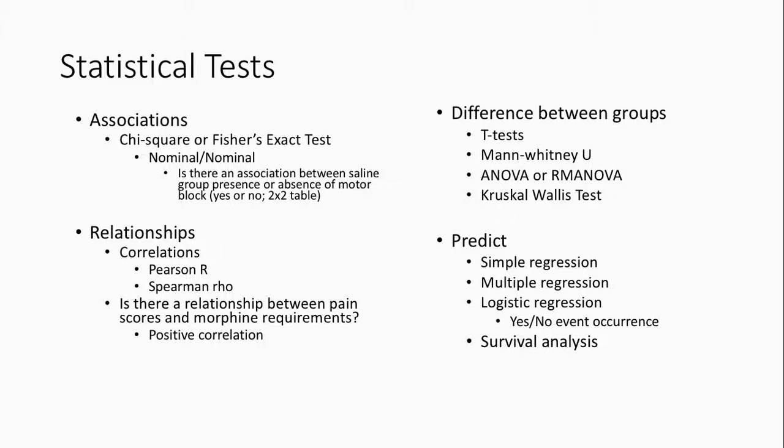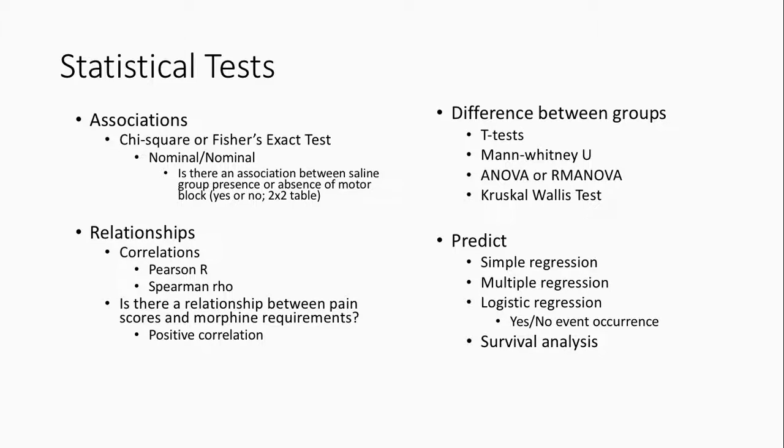Are there relationships? Meaning, when we think of relations, sometimes I think of correlations. This is where you might have a Pearson r or Spearman rho, which is a non-parametric version of this. So is there a relationship between pain scores and morphine requirements? And we know from our clinical experience that yes, there is a positive correlation between those two.